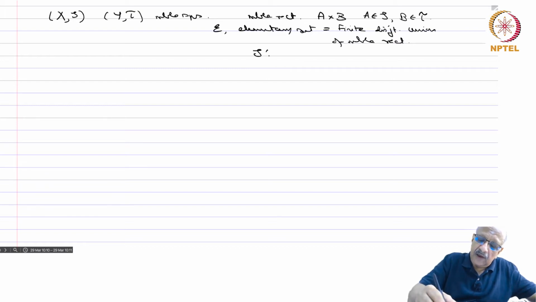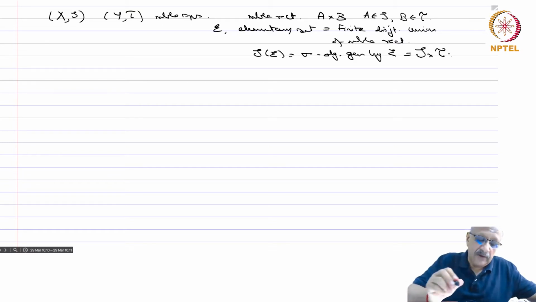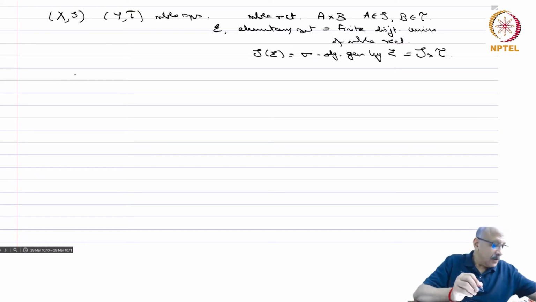Then the sigma algebra generated by E, and that is denoted by S cross T. So this is the sigma algebra we put on X cross Y. Okay. So now we have a definition.